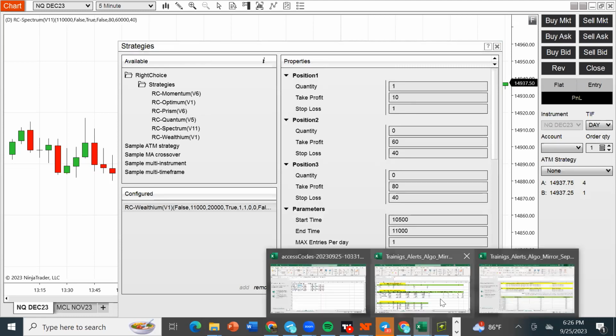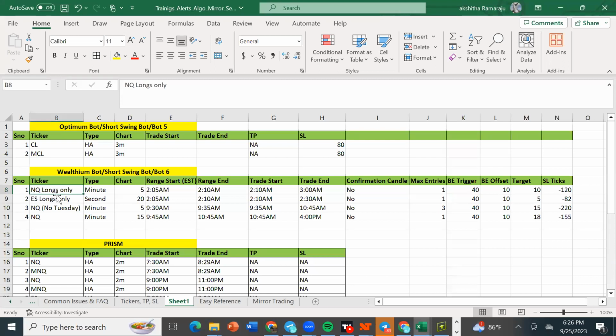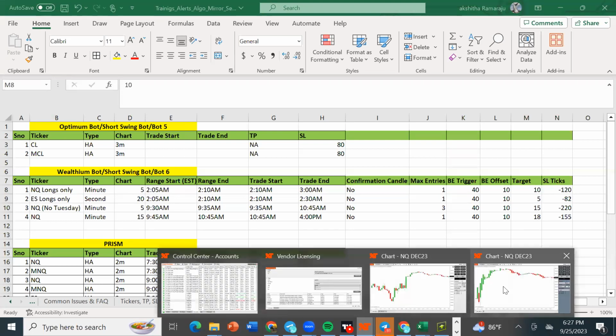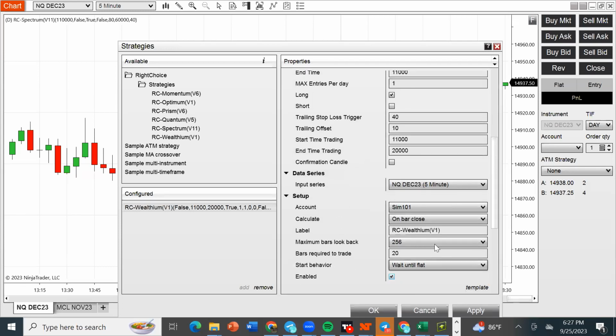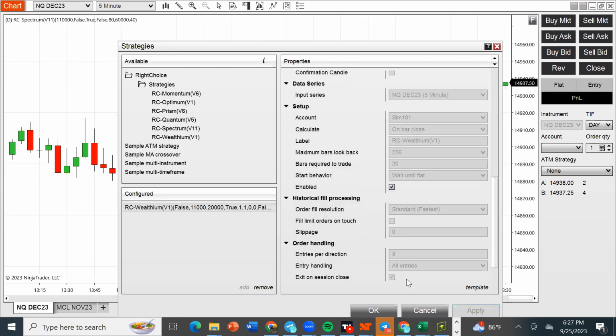Again, if you go back and see here, you have long only, 5 minute candle. You are watching the market between this time and then you are taking the trades between this time. No need of a confirmation candle. Max entries is 1. Your trailing stop loss is 40 and 10. Your target is 10 and stop loss ticks is 120. So we entered all that information and then you have to enable it, whichever account you want. If you want Apex account or your individual account or whatever you want, you will select that particular account and then you will say apply.